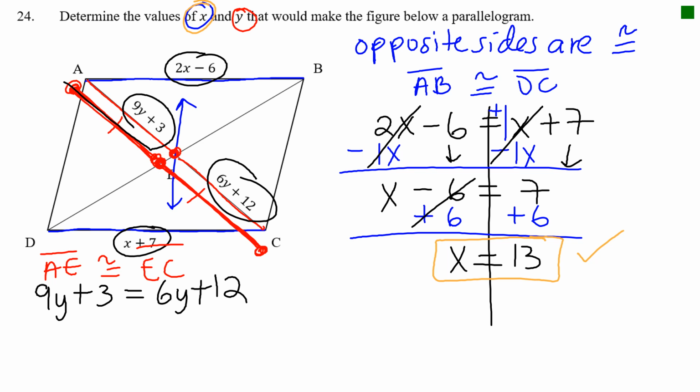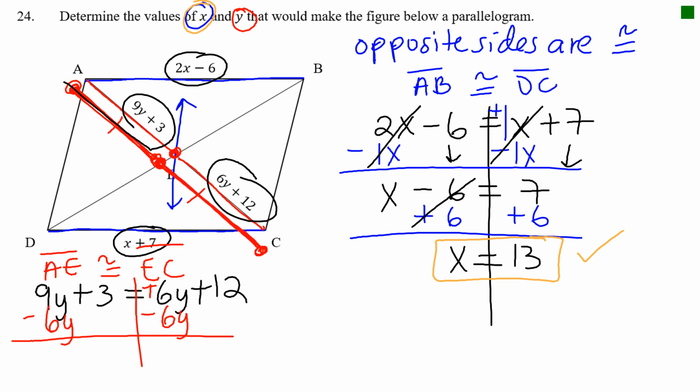Now, distributive property is not necessary because there's no parentheses. We cannot combine like terms because on the left, 9y has a variable, 3 is a constant. On the right, 6y has a variable, 12 is a constant. So we move on to step 3, adding or subtracting. We want to get the variables, the y's, wherever they're bigger. 9y on the left is bigger, so I want to move this positive 6y to the left. So to undo that, I'm going to subtract 6y from both sides.